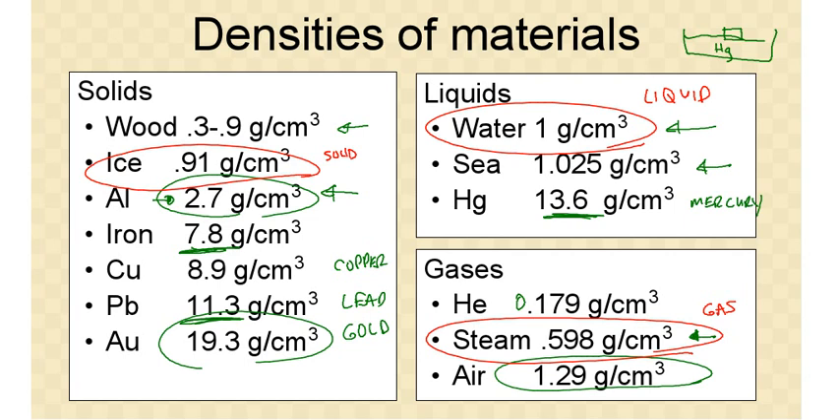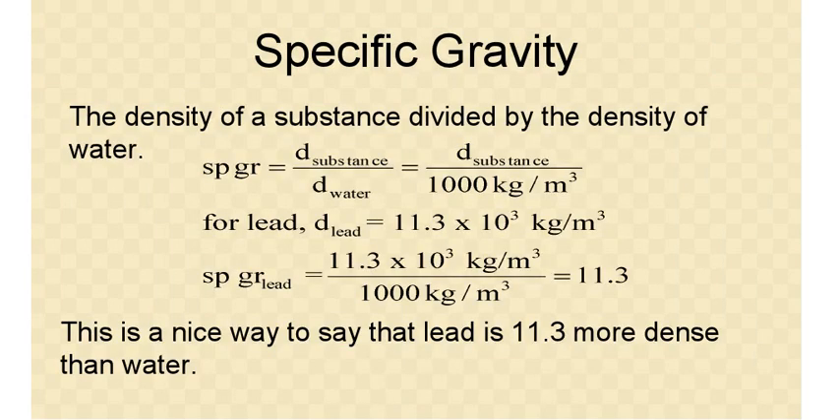Be careful with that. All right, here's the next little thing called specific gravity. Very simple idea. If I take the density of a substance, like any of those that I was just talking about, and I divide by the density of water, then I end up with this number called the specific gravity.